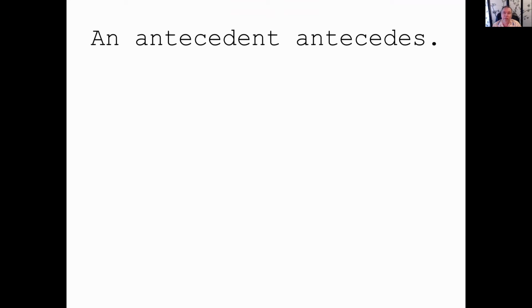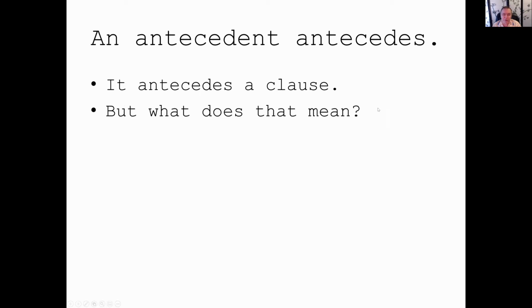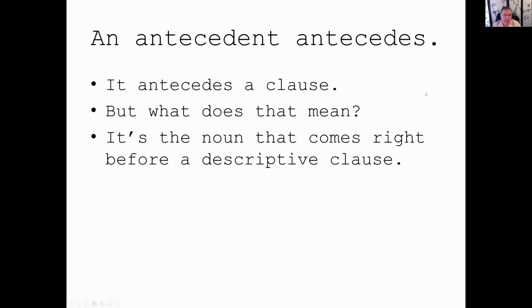An antecedent antecedes. So that right there is clear as mud, isn't it? But this is what it does. And if you know enough Latin, ante and seed, you can figure it out. So the antecedent comes before a clause, all right? What does that mean to you and to anyone who's looking at the sentence? Well, it means the following. An antecedent is a noun right before a clause that describes it.